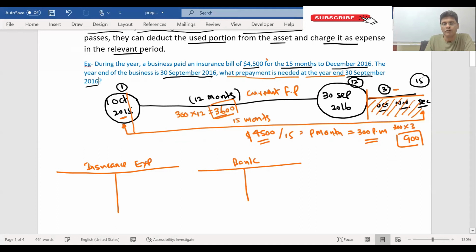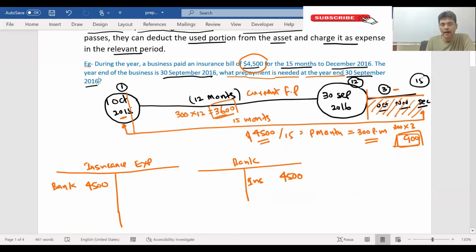Okay, so 4,500 has been paid, so therefore you have to credit the bank cash out and debit the expenses 4,500. Okay, the corresponding entry is in the bank account, here it is in the insurance account. Now, what is the relevant expense for the period? 3,600.